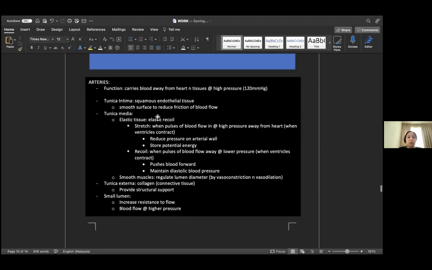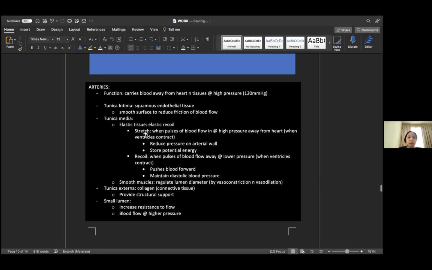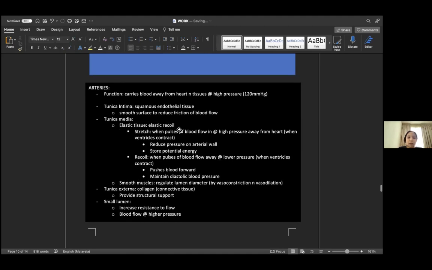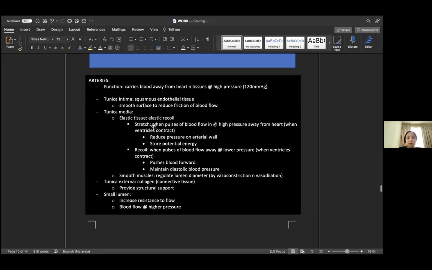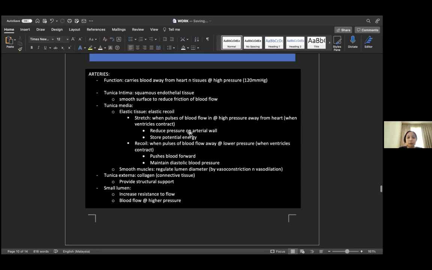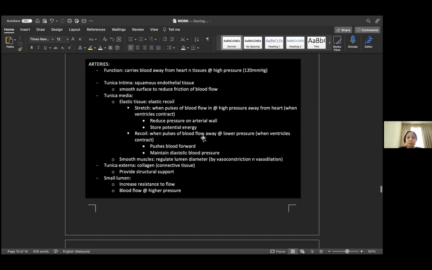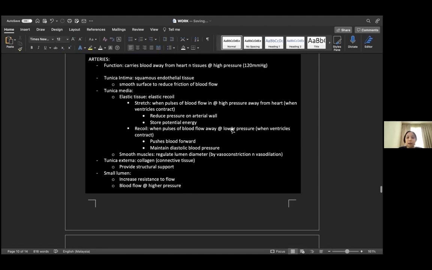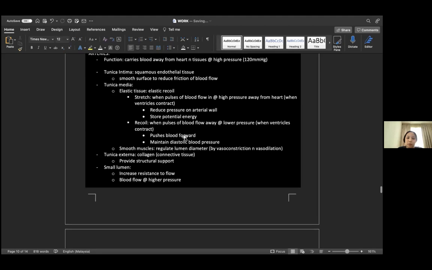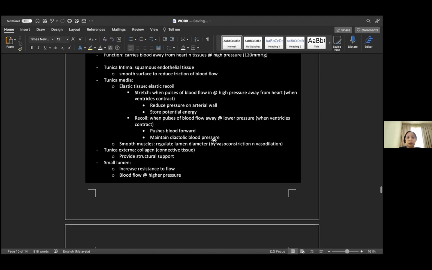Tunica media is the middle coat, which is made out of elastic tissue and smooth muscles. Elastic tissue allows for elastic recoil, where it allows for stretching when pulses of blood flow in at high pressure away from the heart when ventricles contract. It reduces pressure on arterial walls and stores potential energy. It recoils when pulses of blood flow away at lower pressure when ventricles relax. It pushes blood forward and maintains diastolic blood pressure. So it maintains blood pressure between pulses. That's why you have diastolic blood pressure.